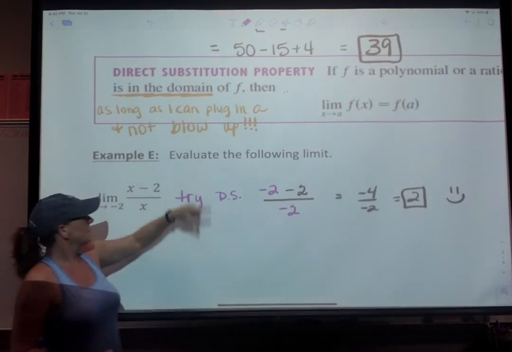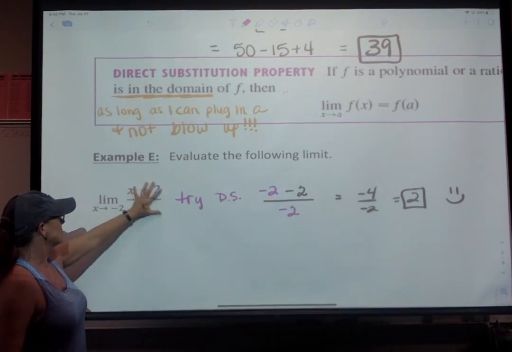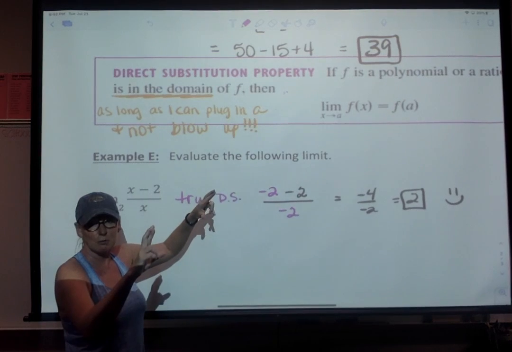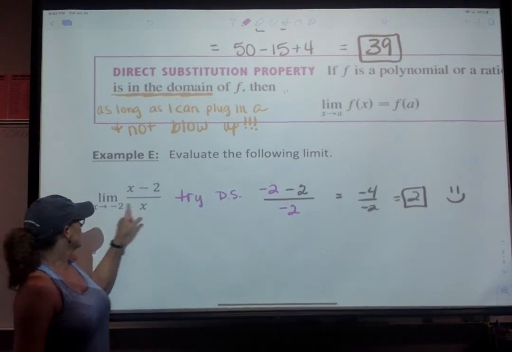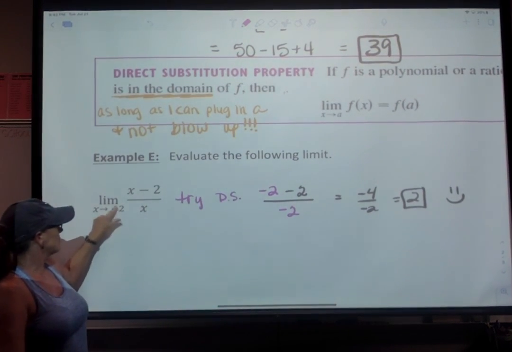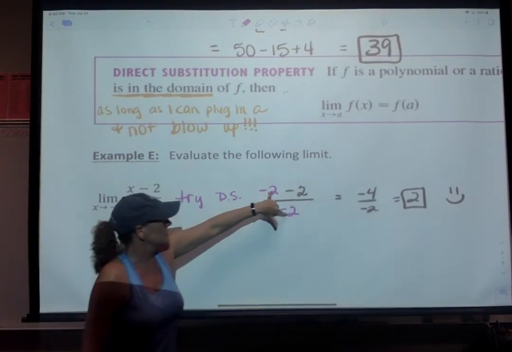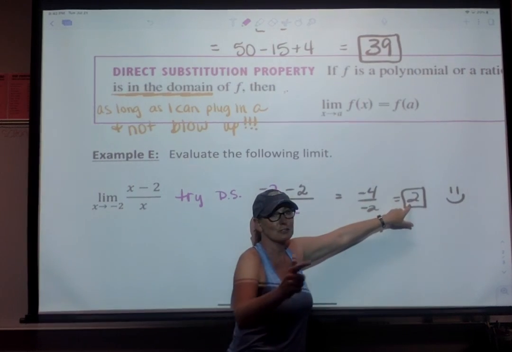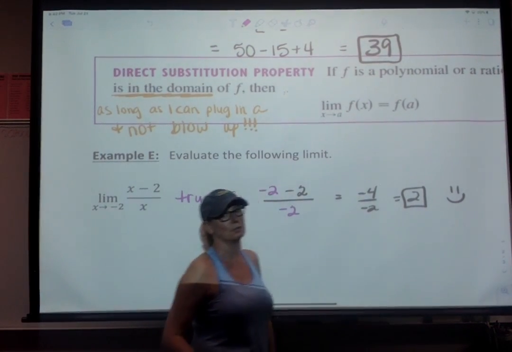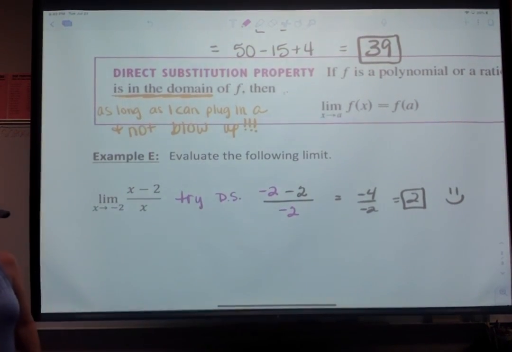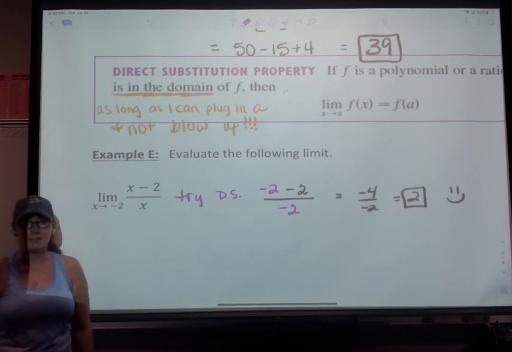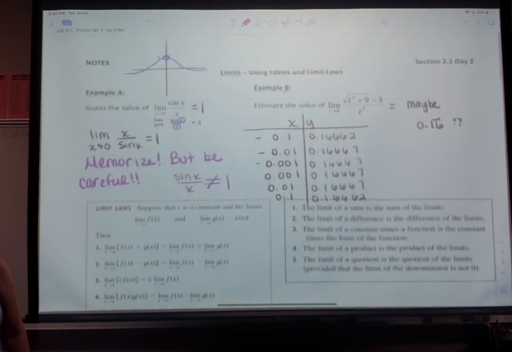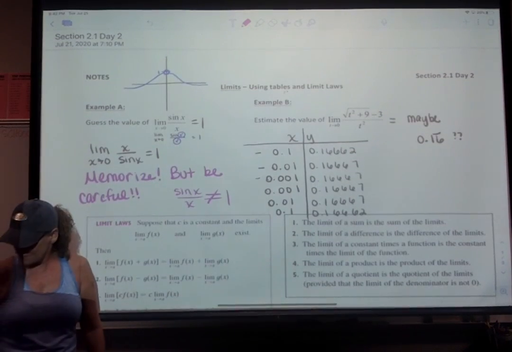Last one, evaluate the limit. Well, I'm going to suggest, try direct substitution and hope you don't blow up. So let's plug in this x value into my function. I didn't blow up. The answer to the limit is 2. Direct substitution. You're going to love it. Okay, that's it for day 2.